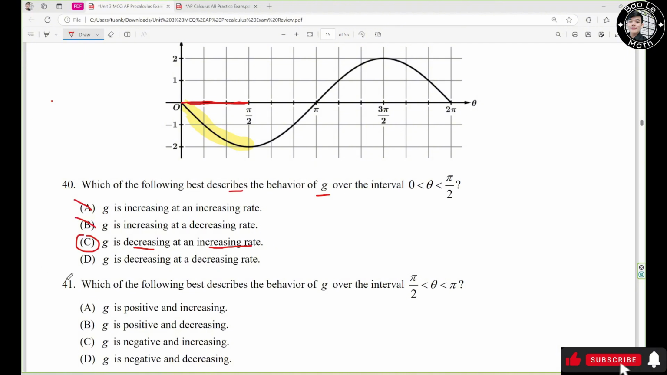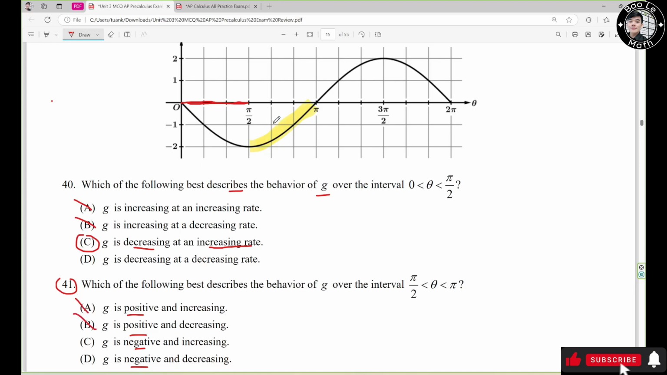Now, question 41. Over the interval π/2 to π, that is going to be from here to here. In order to know if the function is positive or negative, look at the graph. If it's above the x-axis, it's going to be positive. If it's below the x-axis, it could be negative. Now look at the yellow interval right here. It's below the axis, so it can be negative. So you need to eliminate A and B.